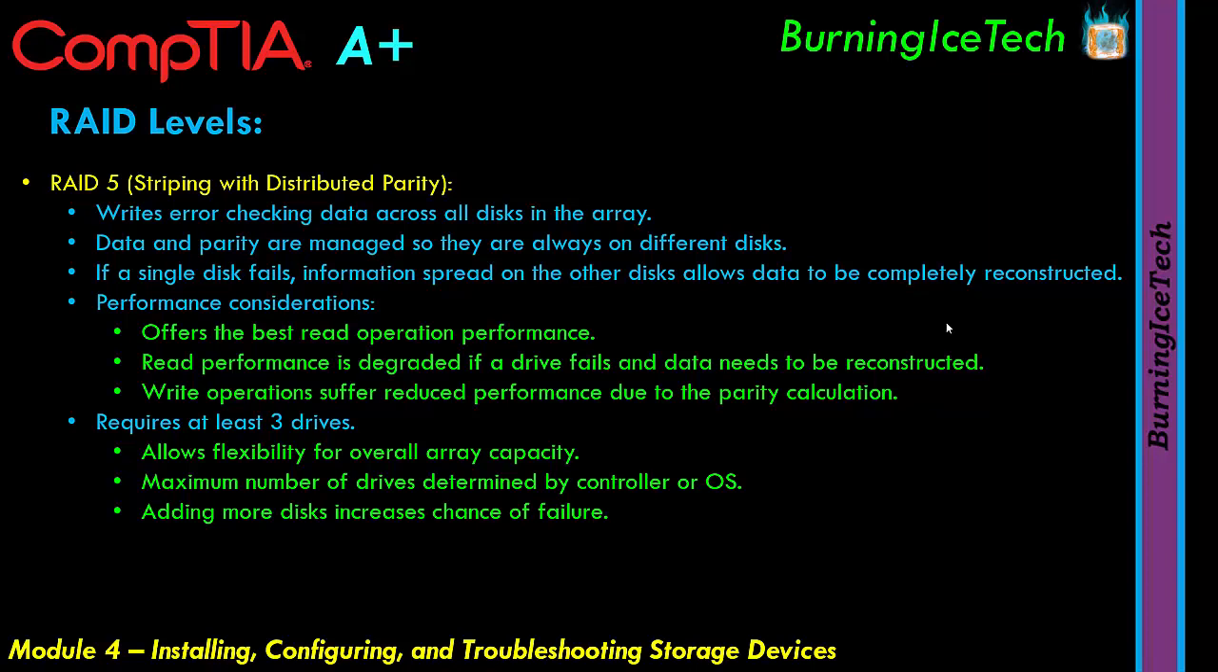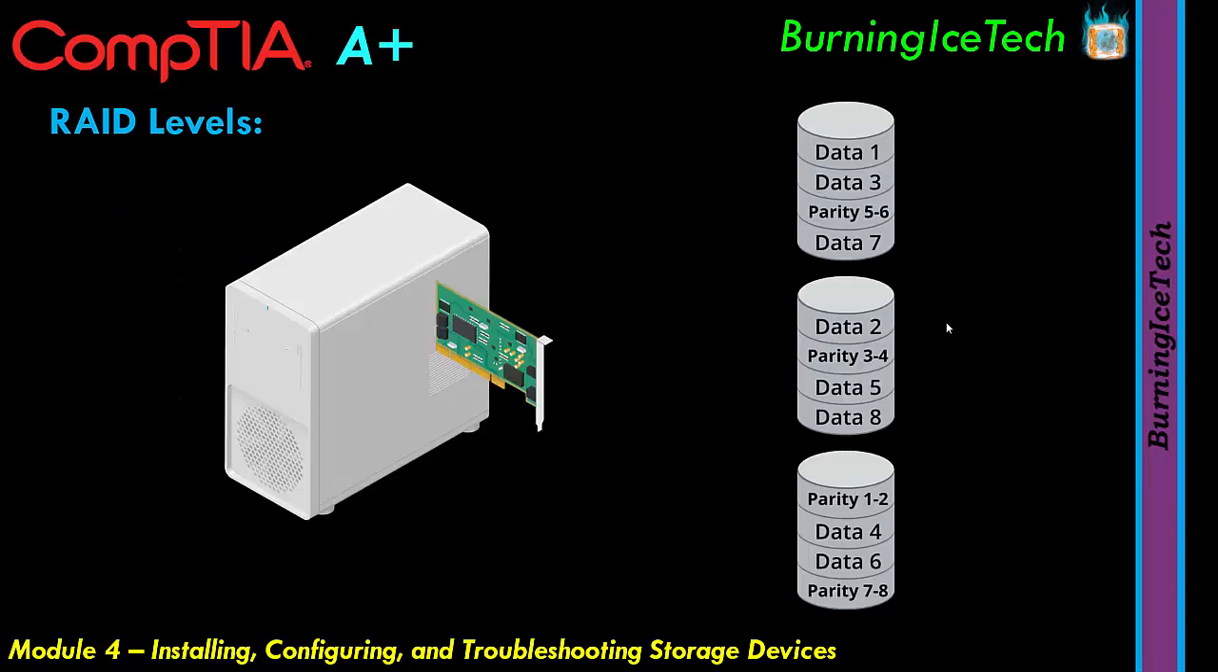So if I have myself 3 hard drives, which is the minimum, and one of those 3 hard drives fails for whatever reason or goes missing, it can use the other 2 hard drives to figure out what is missing and basically reconstruct itself. It uses the parity bits to figure out what's missing. So here's a picture of that.